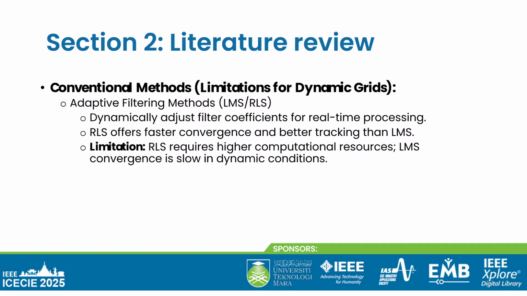The third one will be about adaptive filtering methods. We have two of them: the LMS, least mean square, and the RLS, recursive least square. LMS is just like adjusting the steering wheel slightly at each moment, updating the filter coefficients gradually based on the errors. In this case, we use least mean square error.